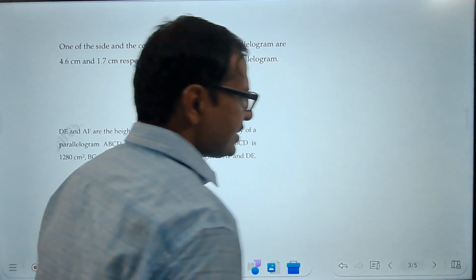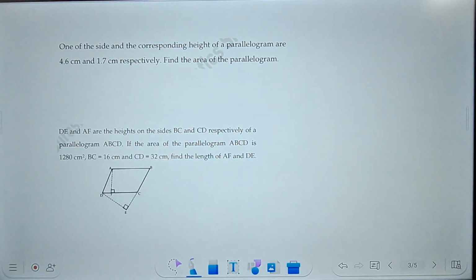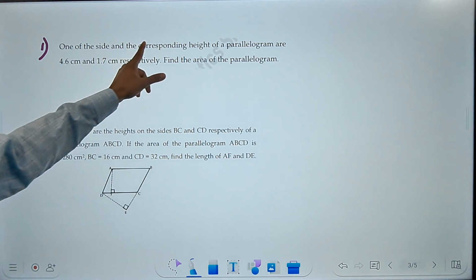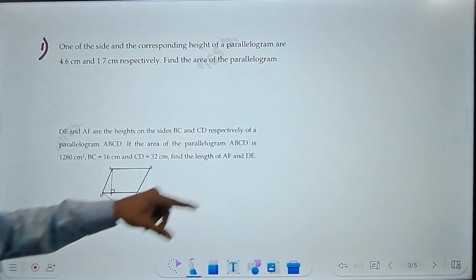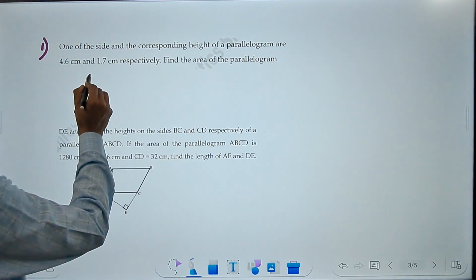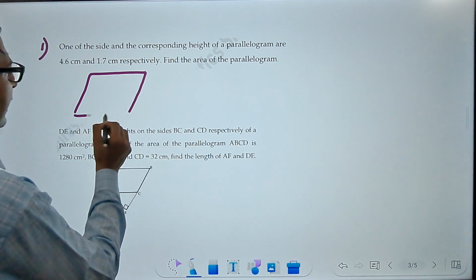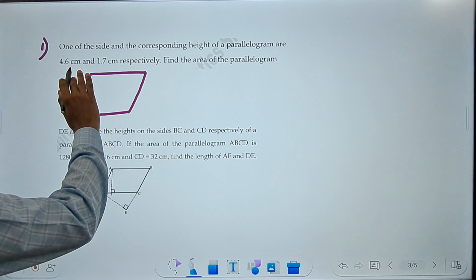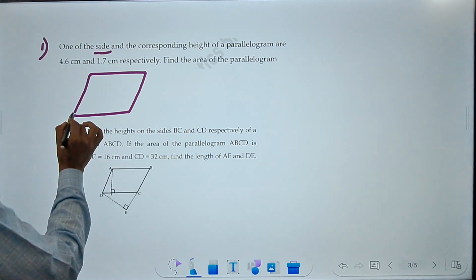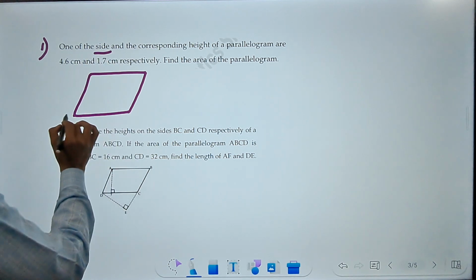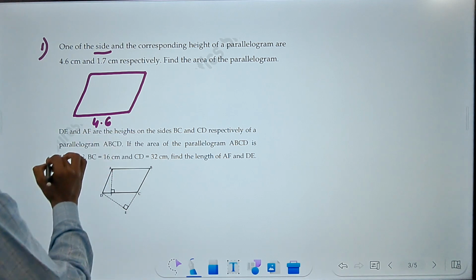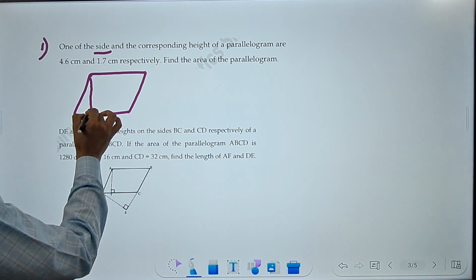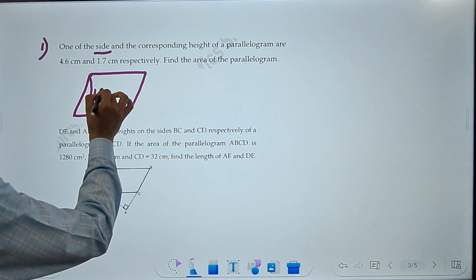Let's see the questions which we have in this particular video. So this is question number 1. One of the sides and the corresponding height of a parallelogram. So we are given a parallelogram, a side and the corresponding height. If you assume that the side is this 4.6 centimeters, the corresponding height means this height, and it is given in the question as 1.7.